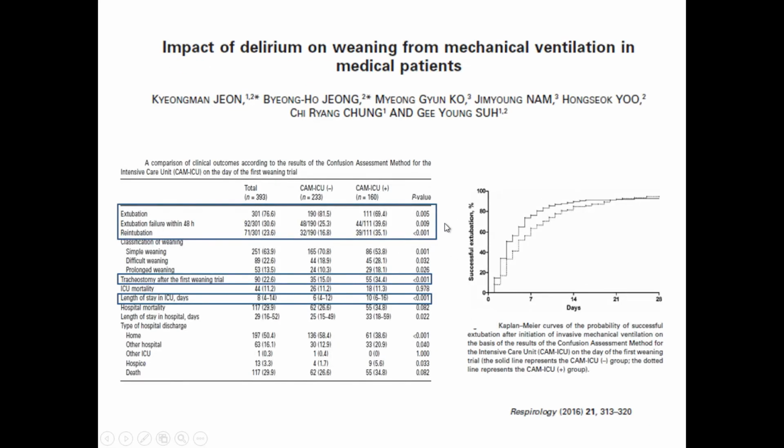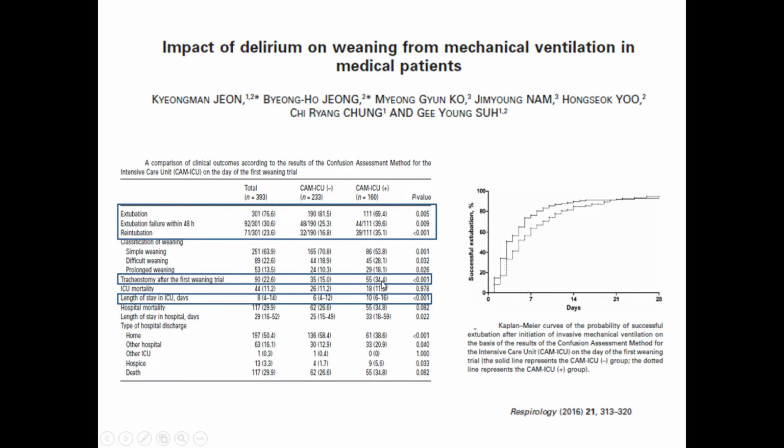Similarly, in a study in the Korean Peninsula, they found the same thing. This graph looks very similar to that last one, with successful extubations being done more quickly and earlier in patients who do not experience delirium. You can see that extubations were more likely to occur in the confusion assessment negative, delirium negative population, 81.5% versus 69%. Extubation failures were more common in those who had been diagnosed with delirium. And reintubation rates were actually higher in the delirium population as well.